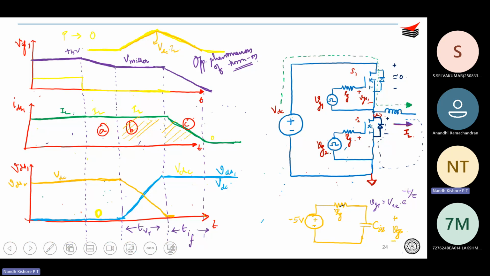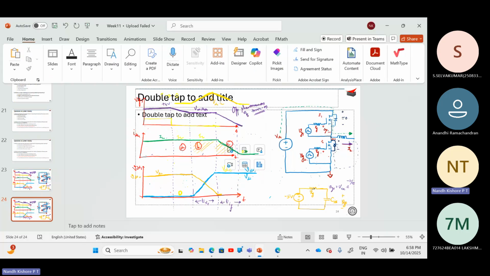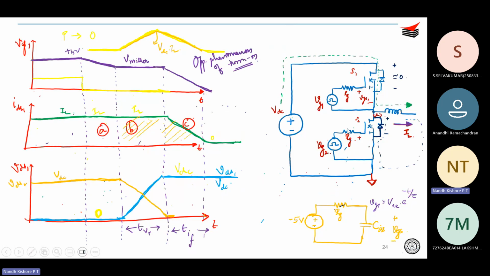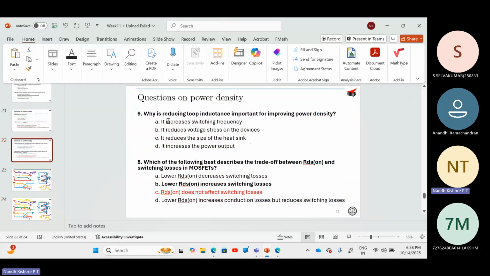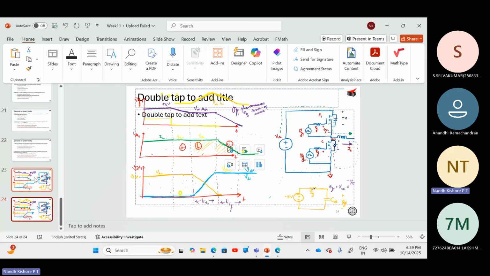So till this point, is it fine? During turn off, what is the mechanism that we are dealing with? Yes, sir. Okay. So now we will come back to the question, right? So over here, we have not considered any parasitic inductances. This is just an ideal circuit, right? An ideal circuit. There are no parasitic inductances in the path. Okay. So now the question is, why is reducing the loop inductance important for improving power density? So we should consider loop inductances, right? So yeah, we will consider loop inductances and see what happens.